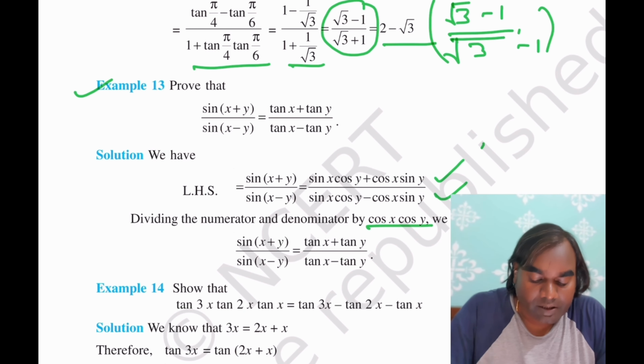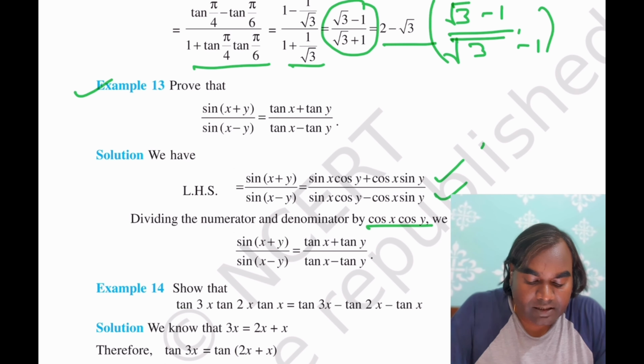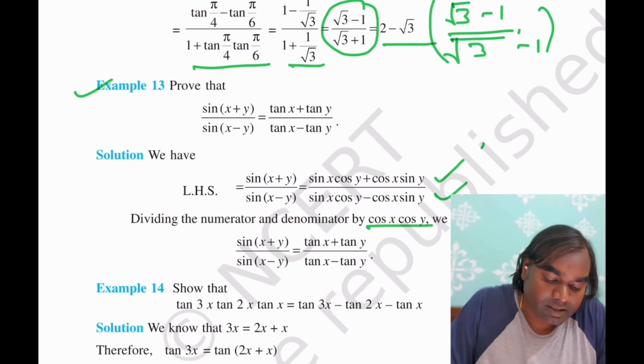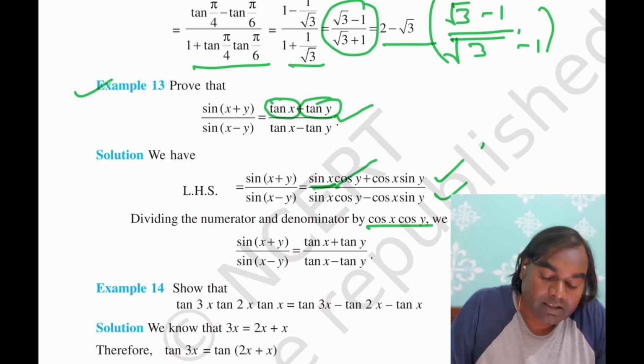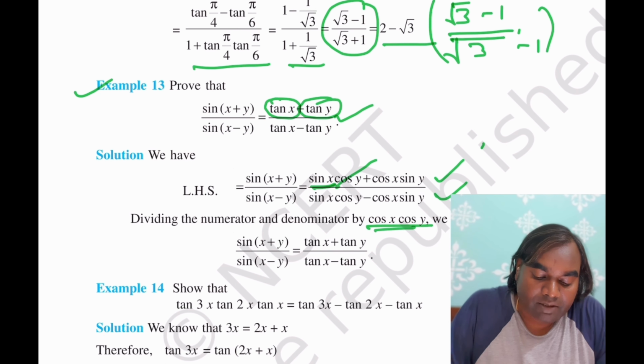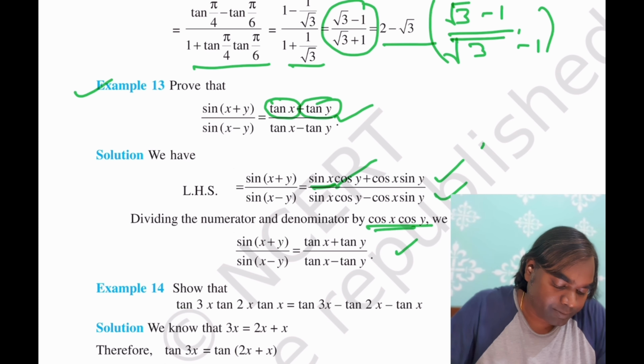Okay, so see how you can decide by which quantity you have to divide to get the obvious result. In this question you are asked tan x + tan y, so that means you have to divide this sin x by cos x and eliminate this cos y. So if you divide this value by cos x cos y, then you will get the result. That is the trick, remember this.